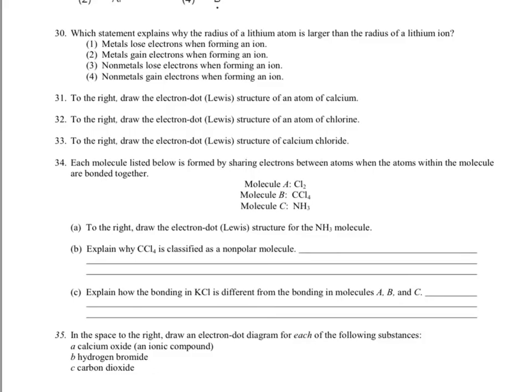The next question asks why a lithium atom is larger than a lithium ion. So lithium is element number 3. Lithium has an ion of a +1 charge, meaning its ion loses an electron. So lithium is a metal, and it loses an electron to form an ion.